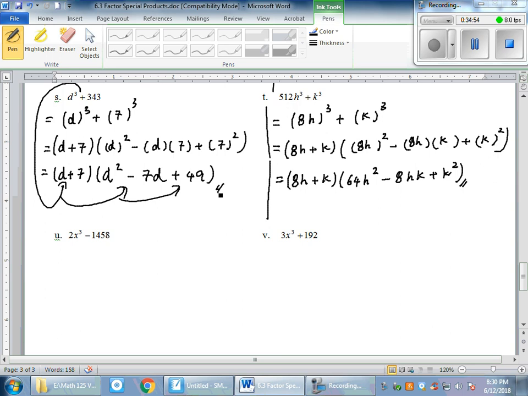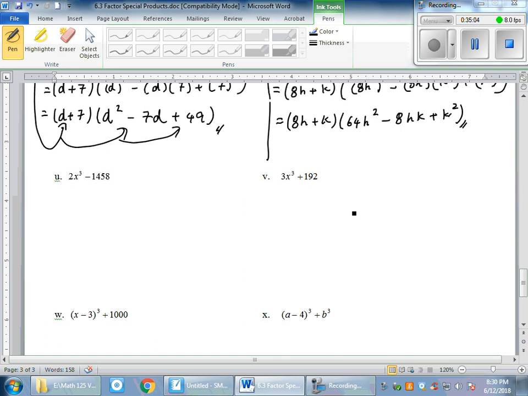Now we see the sum and difference of cubes already, so we're going to combine this with the GCF and all of this material.